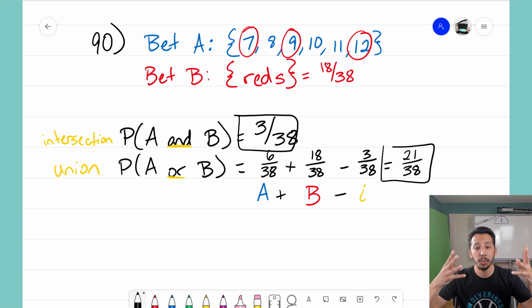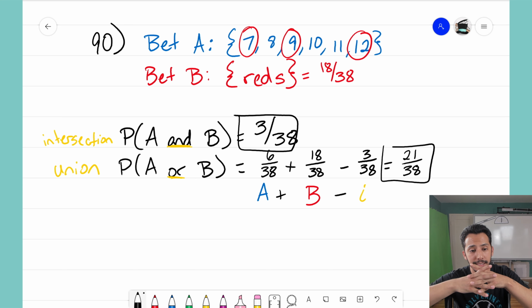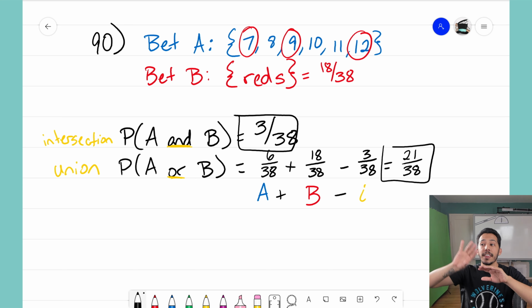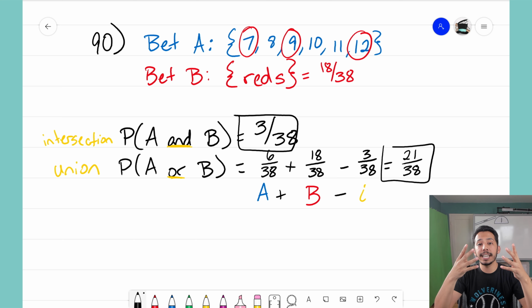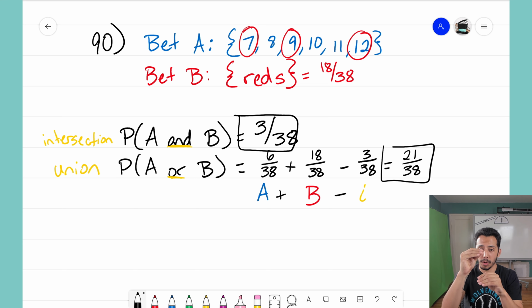Again, intersection is where are they overlapping. Union is this or that. Either can happen. Intersection is we want both happening. Okay? Very subtle difference. One word, and or or, changes the whole problem. Okay?